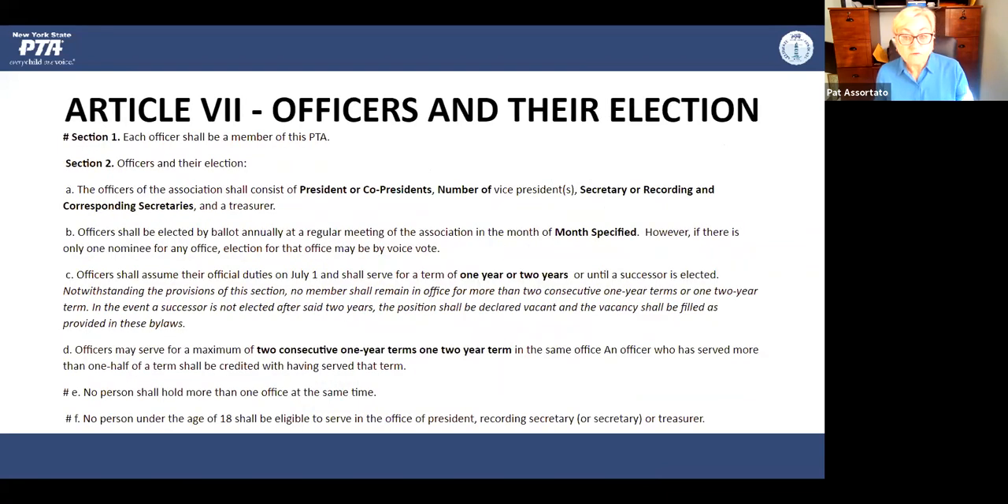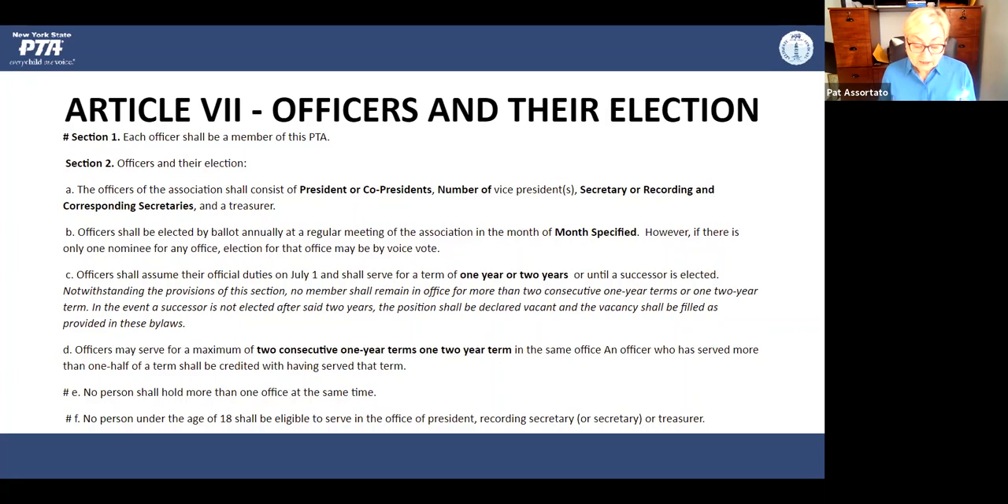Article 7, Officers and their election. Article 7 prescribes the officers to be elected, when the election is to be held, election of the nominating committee, who may be nominated, the voting process, the term of office, and when the term begins. Anything in bold would be choices made by the unit when voting on their bylaws. Section 2A will prescribe the officers for your PTA.